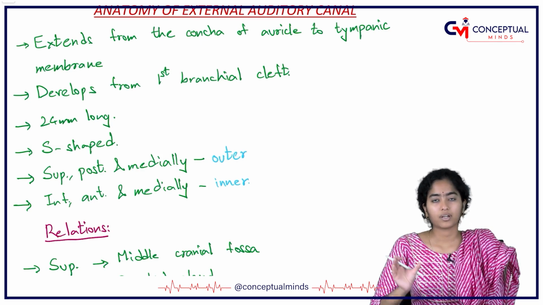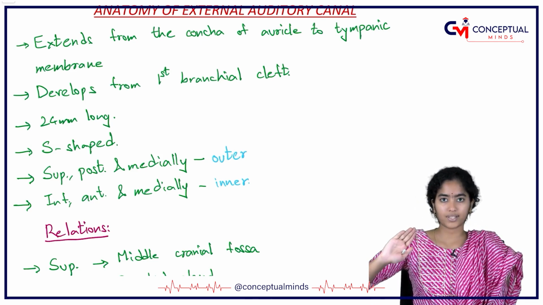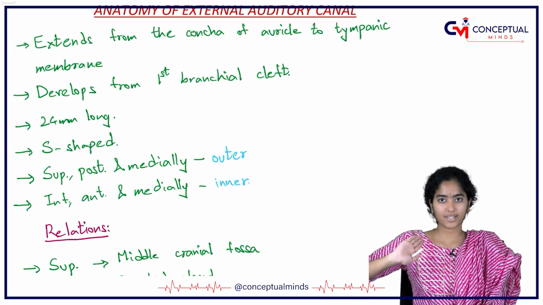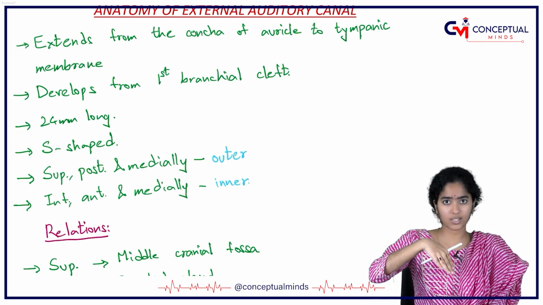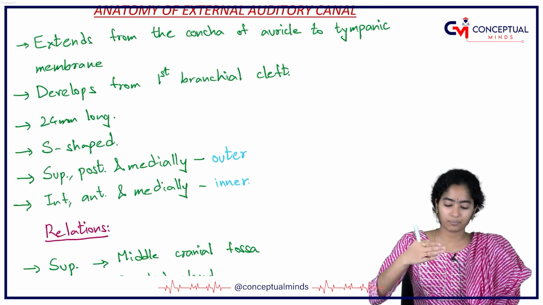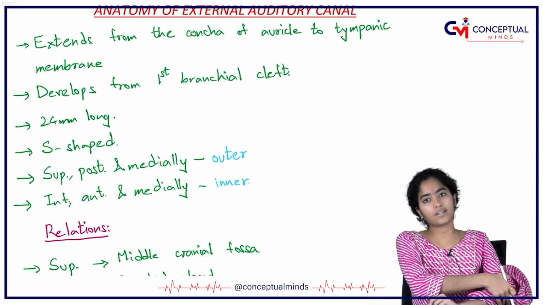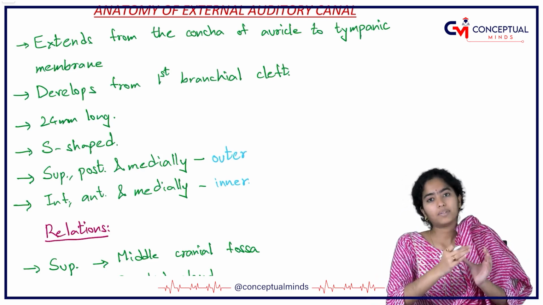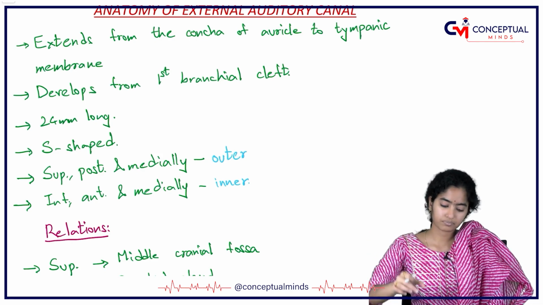It is S-shaped. The outer part is directed superiorly, upwards, posteriorly, backwards, and medially. The inner part is directed downwards or inferiorly, forwards or anteriorly, and medially. So this is the direction of this S-shaped tube, and it is important because to examine the tympanic membrane, we need to make this tube straight by pulling the auricle.